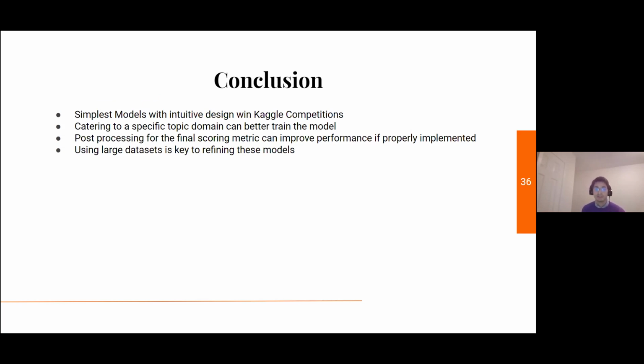Catering to a specific topic domain can also better train the model, so I can notice the different distributions between different types of data. Certainly, there are different approaches in post-processing, which also improve performance. So that's a definite consideration to keep in mind. And then, as we've seen earlier, using large data sets is in fact key to refining these models. And clearly also utilizing transfer learning from all these existing models helps these individuals get better results. So that's my presentation.